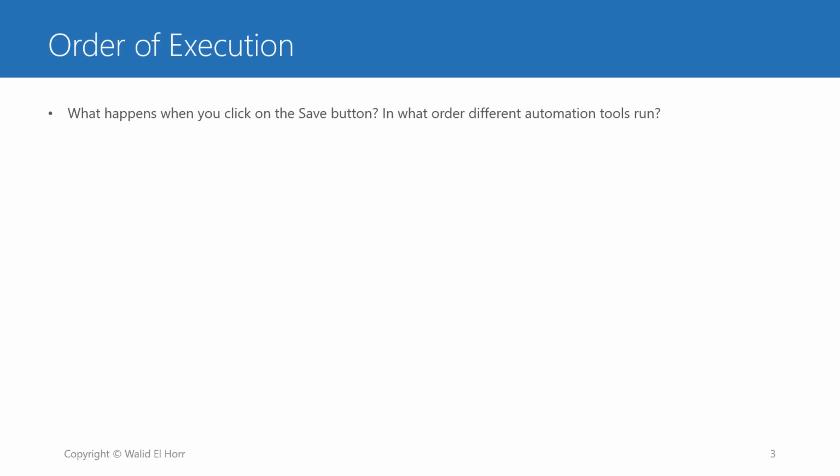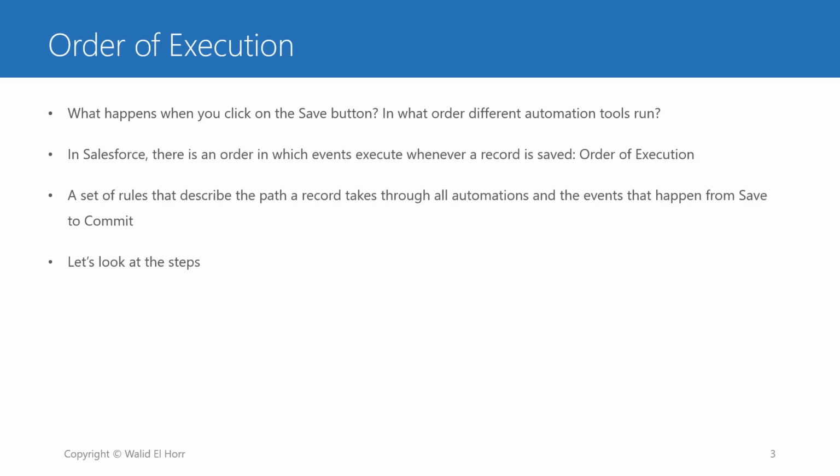Did you ever wonder what happens in the background when you click on the Save button? What operations run and in what order? Do validation rules come before or after assignment rules? When does a before save flow run? Is it after a trigger or before it? What if I have a process, a trigger, and a flow on the same object at the same time? In what order are these executed?